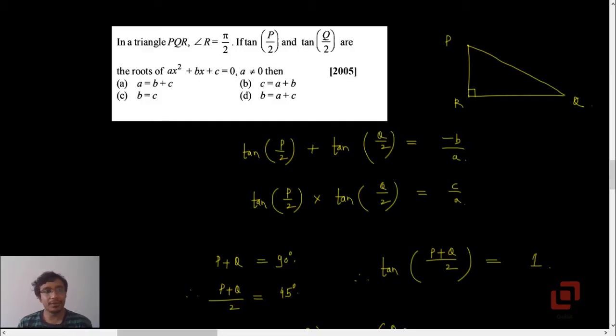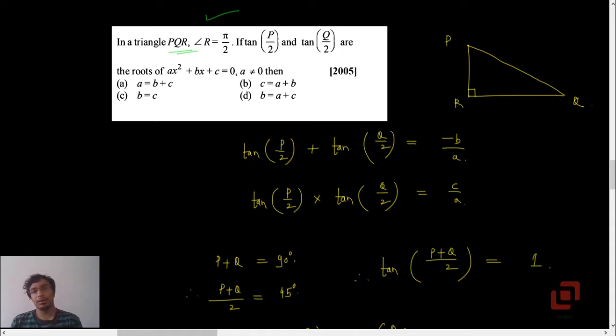Let's go to the next question. Now this question is based on quadratic equations as well as trigonometry. Let's see how. We have a triangle PQR, which is a right angled triangle, and angle R is the right angle. If tan of P by 2 and tan of Q by 2 are the roots of the quadratic equation ax squared plus bx plus c is equal to 0, a not equal to 0 obviously, then a is equal to b plus c, or a plus b equals c, or b equals a plus c.